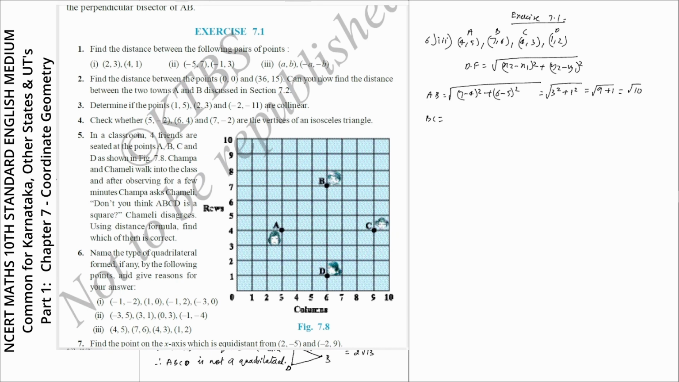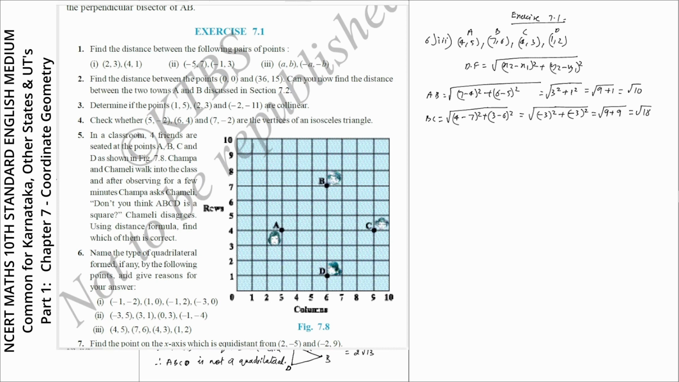Now what is BC? BC is equal to square root of x2 minus x1 the whole square, that is 4 minus 7 the whole square plus y2 minus y1 the whole square, that is 3 minus 6 the whole square. So this is equal to, now 4 minus 7 is minus 3. So minus 3 the whole square plus 3 minus 6 is minus 3 the whole square. So this is equal to minus 3 the whole square is minus 3 into minus 3 is plus 9. So plus, so here minus 3 the whole square, again I'll get 9.